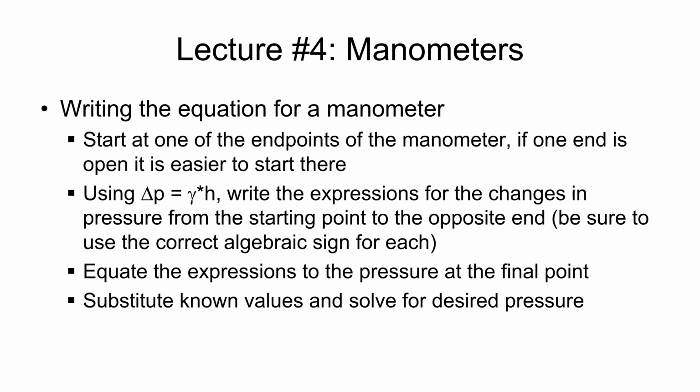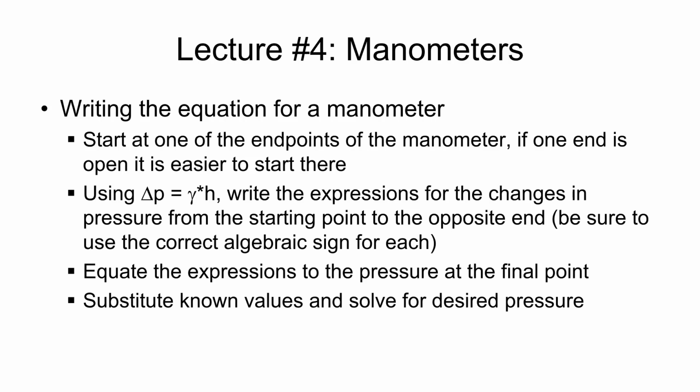So when you go to solve a manometer type problem, when we write out the equation, what we typically want to do is start at one of the endpoints in the manometer, either the open end or the closed end, or if it's two closed ends, just pick one end or the other, and then start working from there in terms of writing out your equations. If one end is open, it's generally easier to start your equation from that end. So you pick the open end and then work your way around to the other end of the manometer.